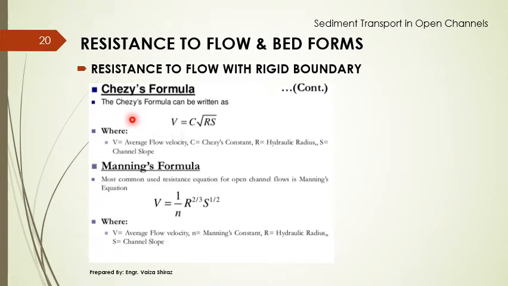Next formula is Chezy's formula for the rigid boundary resistance, and this is V = C square root of RS, and also you have Manning's formula, that is V = 1 over n R raised to the power 2 by 3 into S raised to the power 1 by 2.